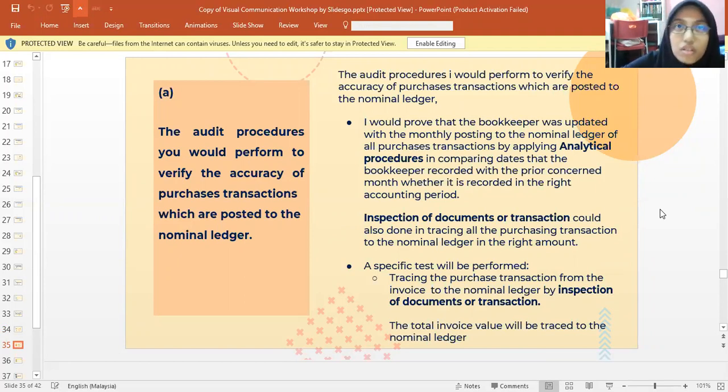Inspection of document or transaction could also be done in tracing all the purchasing transactions to the nominal ledger in the right amount. The next procedure is a specific test, which is tracing the purchase transaction from the invoice to the nominal ledger by inspection of document or transaction. By doing that, the total invoice value will be traced to the nominal ledger.